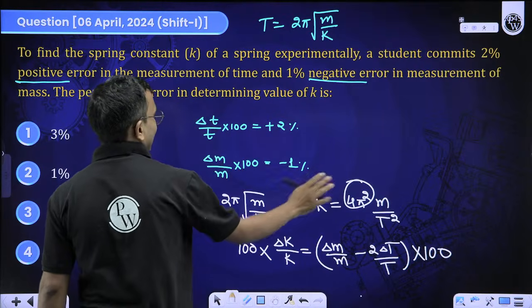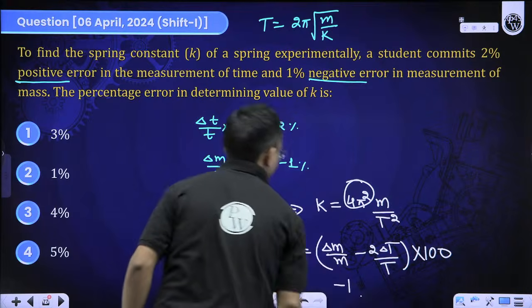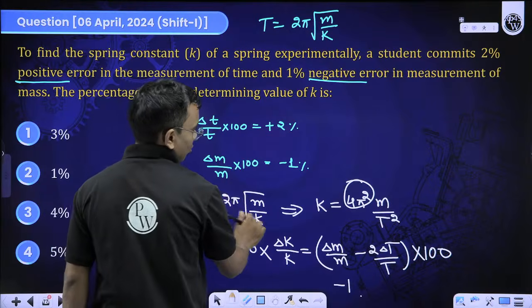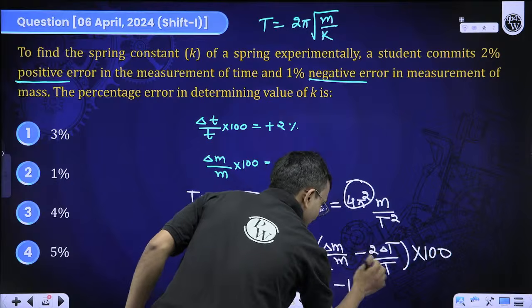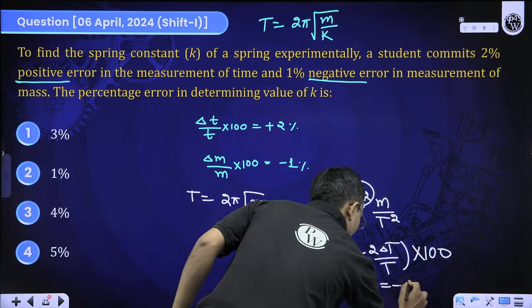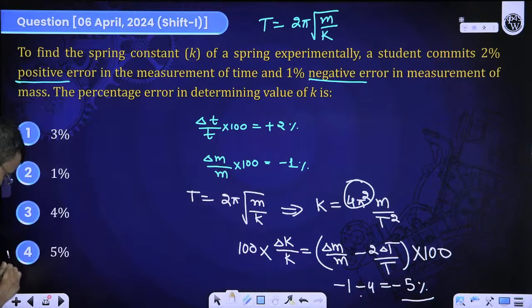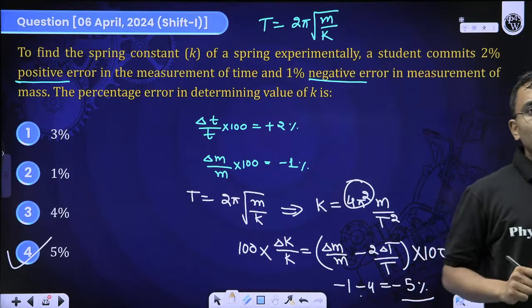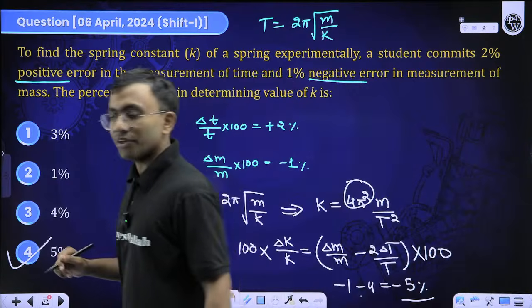Now delta M by M into 100 is -1. Delta T by T into 100 is 2. So 2 into 2 is 4, minus sign is there, so -4. So I got the final answer as -5%. He just wants the magnitude, so 5. Fourth answer is coming here. So that way we have to write. It's not 4%, it's 5%.